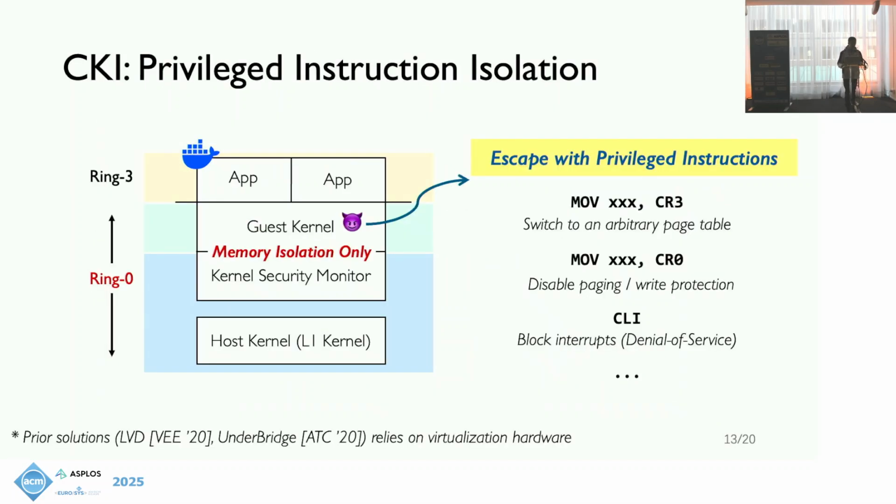While running the guest kernel in CPU ring 0 brings performance benefits, it also incurs a security challenge. PKS only isolates memory, while the guest kernel in ring 0 may escape by running arbitrary privileged instructions. For example, it may change the CR3 register to switch to an arbitrary page table, or run the CLI instruction to block interrupts for denial of service. Therefore, CKI has to isolate these instructions from the guest kernel. This challenge has not been fully solved by previous work without using virtualization hardware.